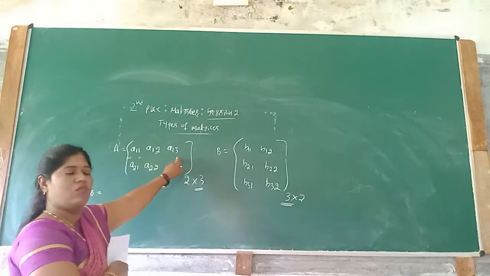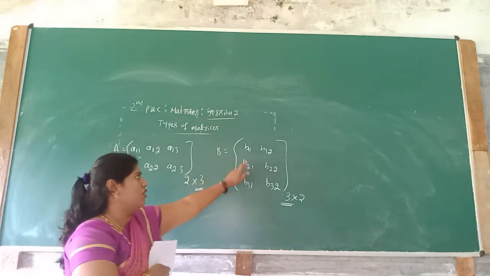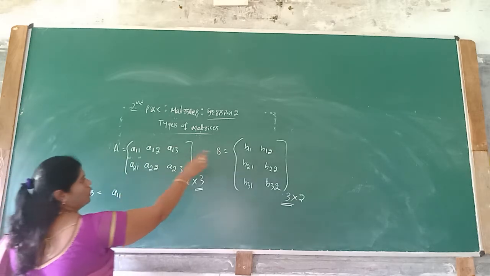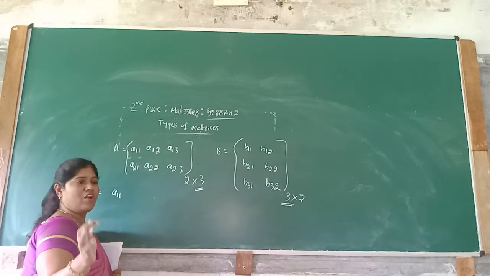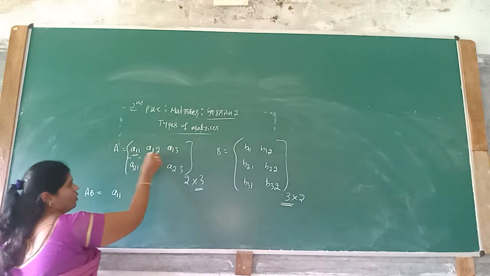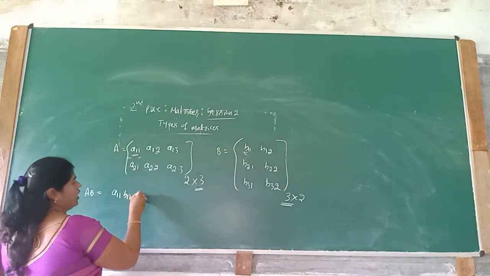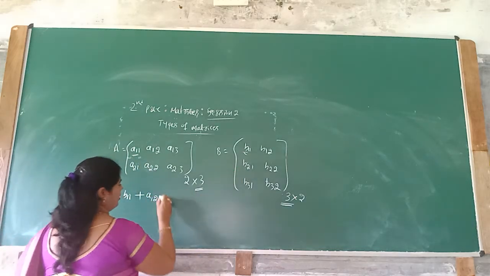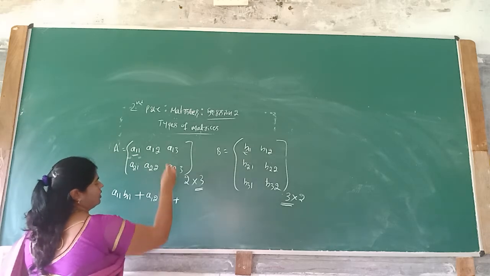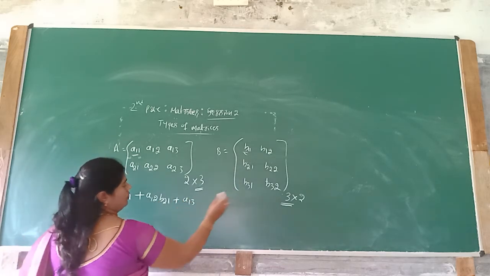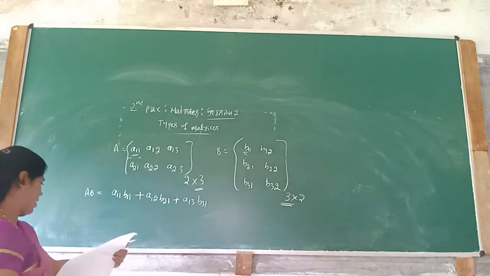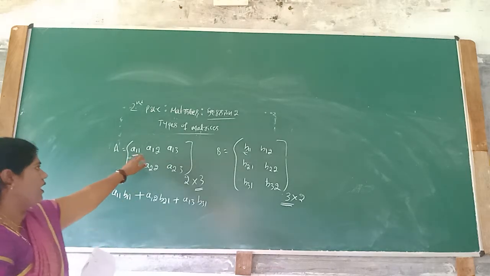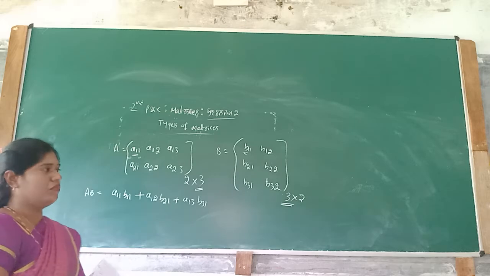What is the first row here? A11, A12, A13. We have to multiply this by B11, B21, B31. So how will it be? We have to multiply the corresponding elements: A11, B11. In between, we have to write plus. That is very important. Next, A12, B21, plus A13, B31.